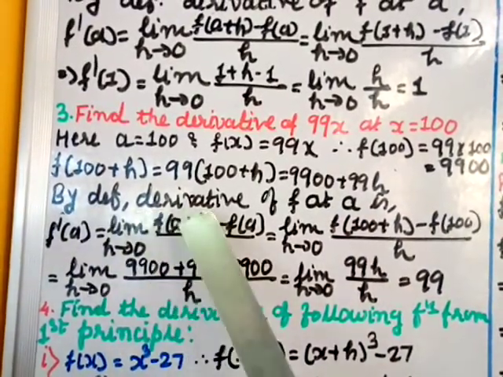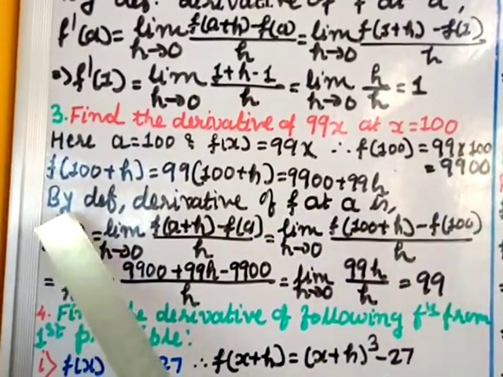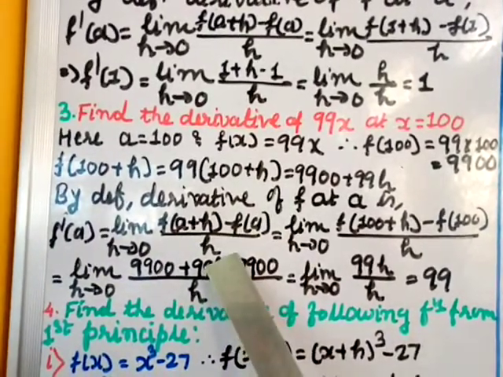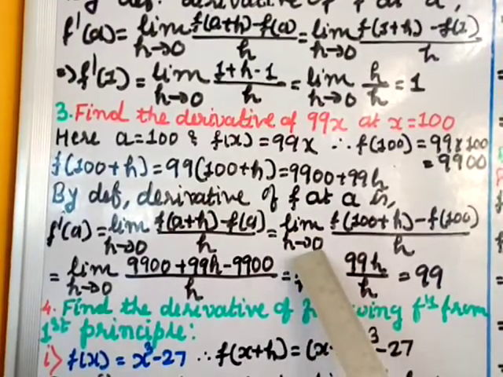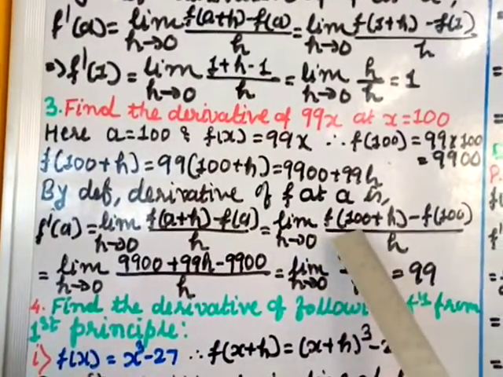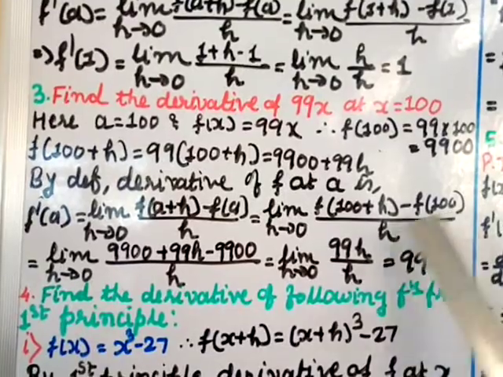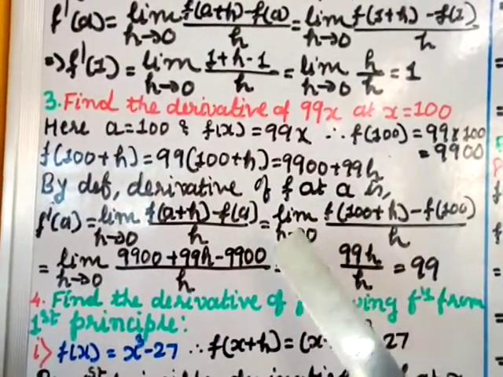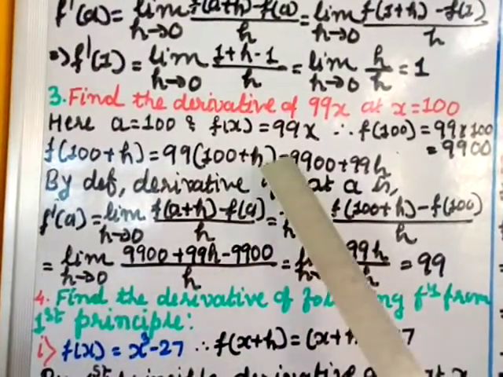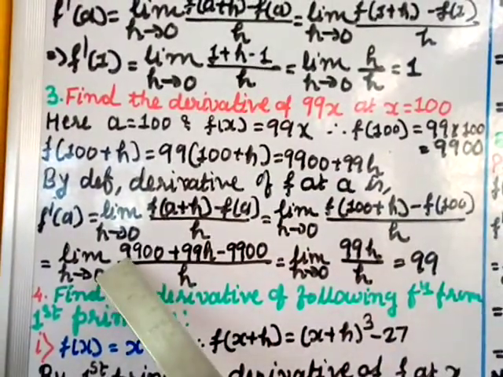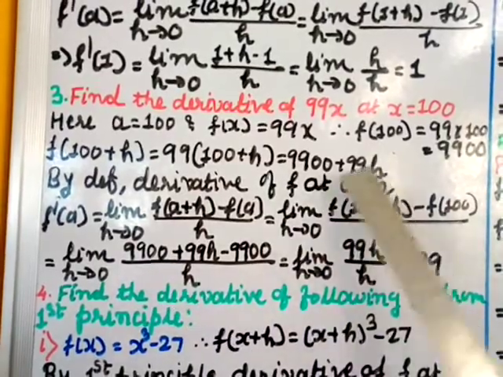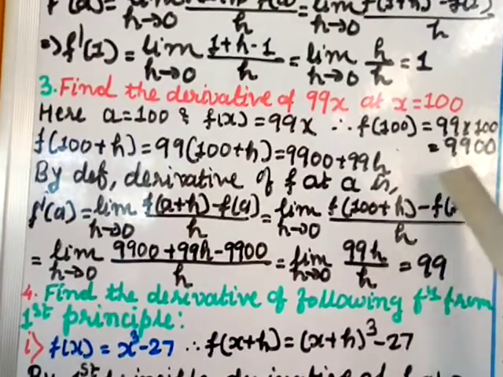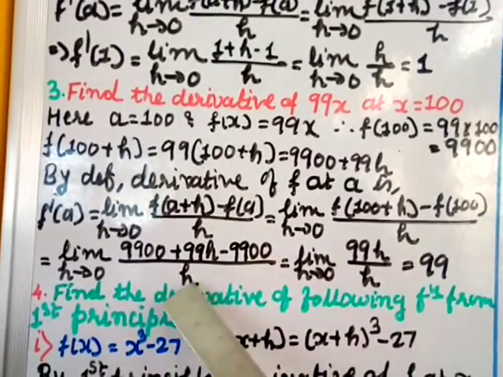By definition, the derivative of f at a is f dash a equal to limit h tends to 0 of f of a plus h minus f of a, by h. Equal to limit h tends to 0, instead of a you put 100, so f of 100 plus h minus f of 100 divided by h. F of 100 plus h is this value, so let us place the value. So limit h tends to 0, this value instead of here, so 9900 plus 99h minus f of 100, that is this value 9900. Okay, so divided by h.